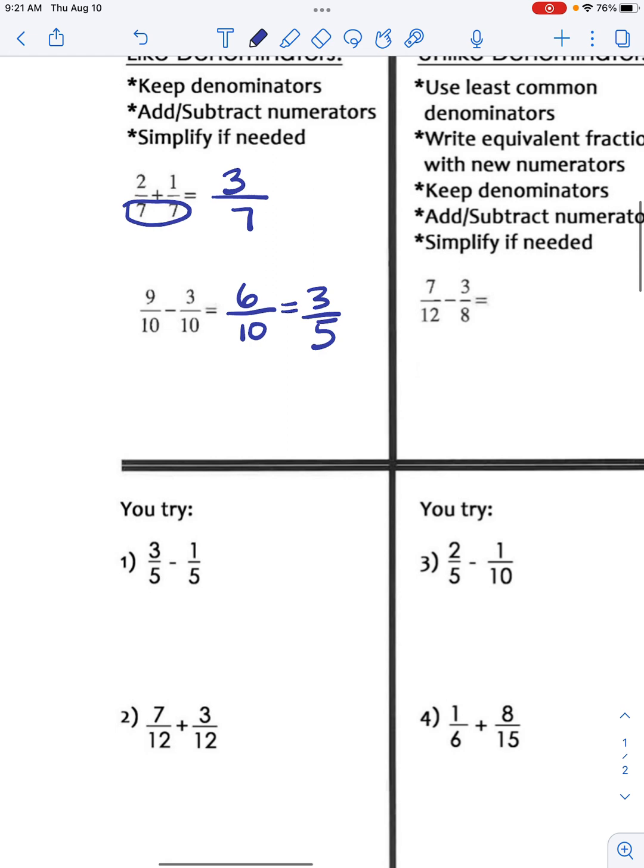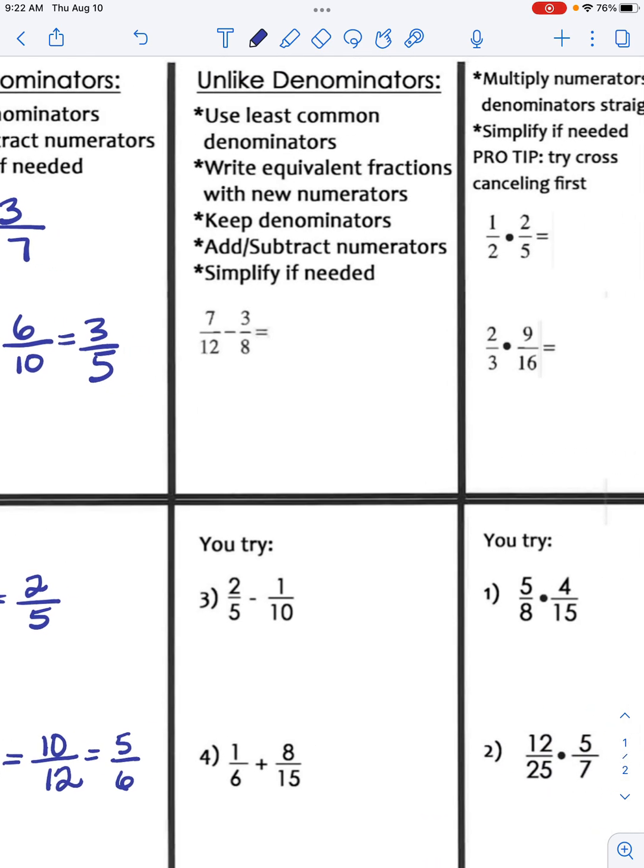Down here there are some examples to try on your own. Keep the denominator the same, subtract the numerators. In example number 2, keep the denominator the same, add the numerators, and then whenever possible simplify. Both 10 and 12 are divisible by 2, so we can make this 6/5, and that's your best answer.